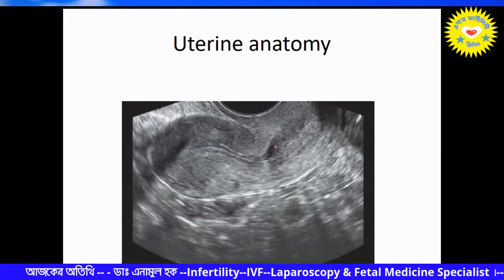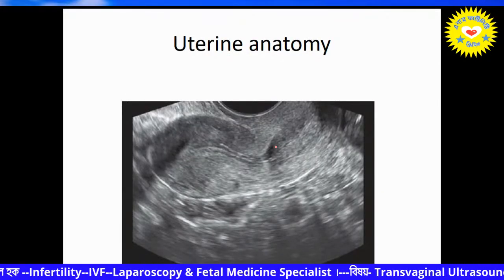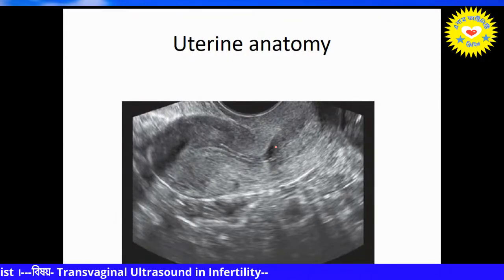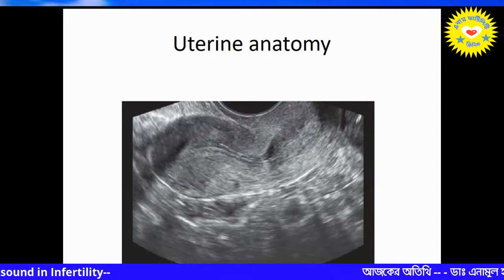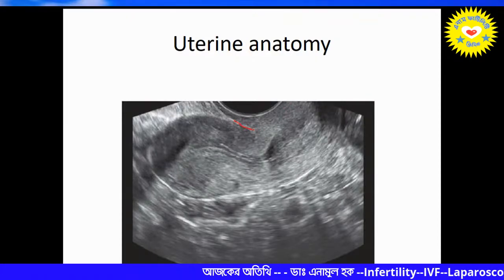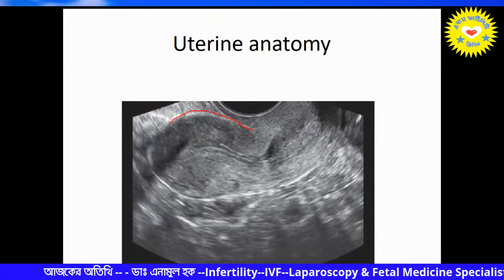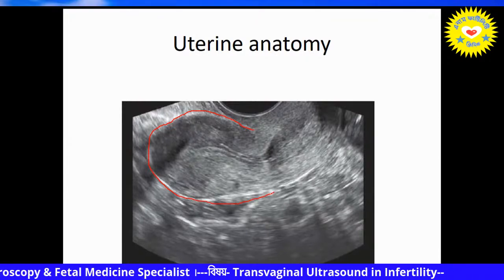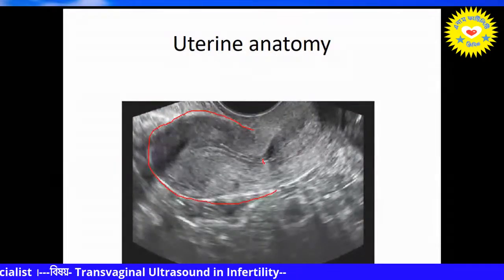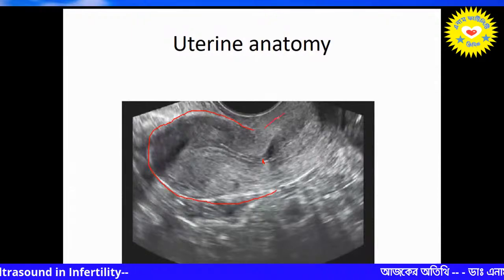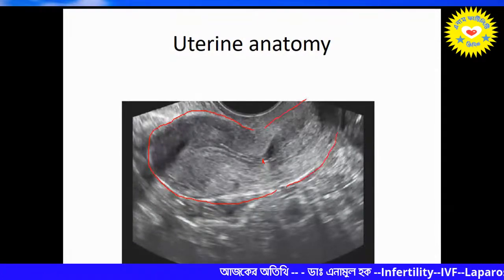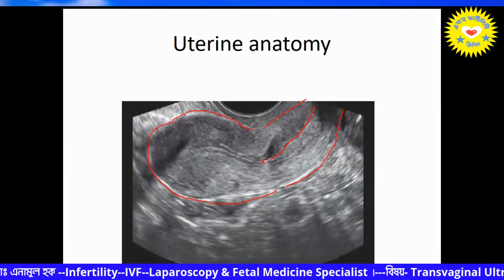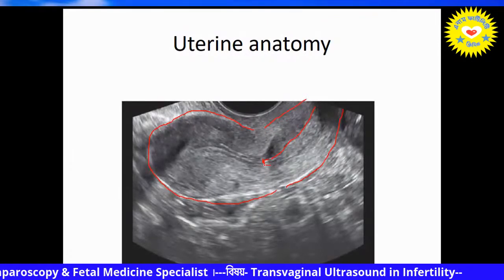And here, this is the normal anatomy of the uterus in a transvaginal scan. This is the sagittal section. Here you see the body of the uterus, and this is the internal os. From that part this is the cervix. This is the cervical canal, and this is the internal os, and this is the external os.